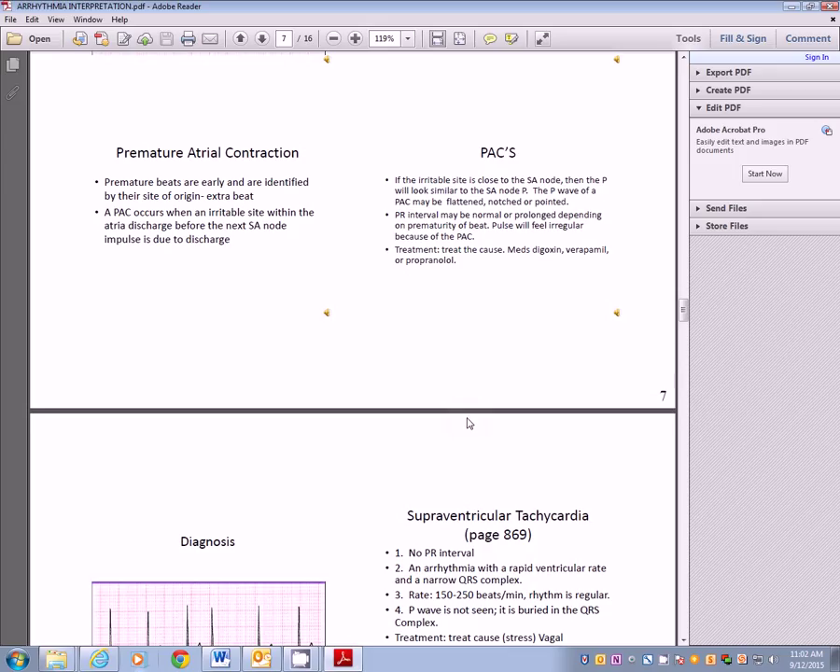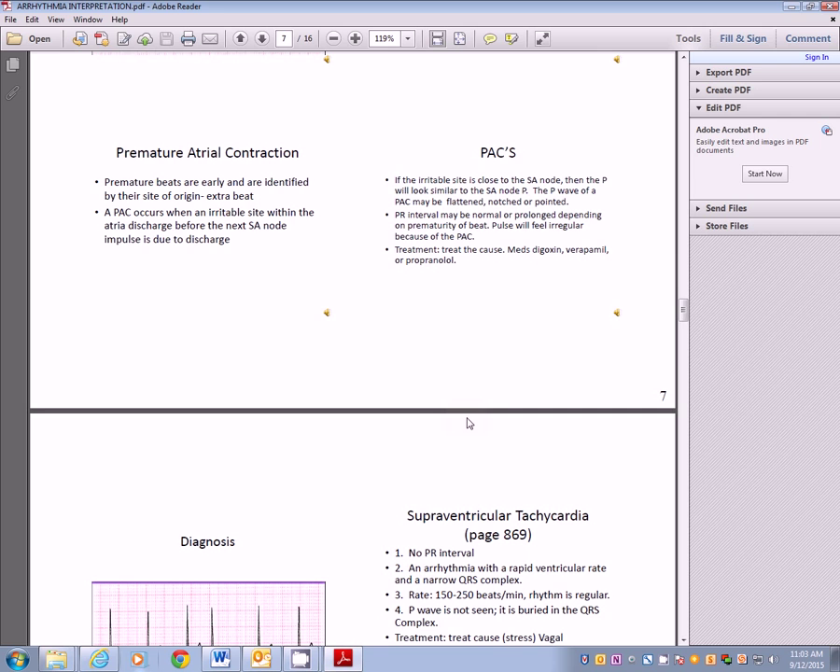If the irritable site is close to the SA node, then of course a P wave is going to look similar to the SA node P. The P wave of the PAC can be flattened, it can be notched, it can be pointed. The PR interval may be normal or prolonged depending upon the prematurity of the beat. The pulse, when you feel it, is going to feel irregular because of that extra beat that you're getting. As far as treatment with these PACs, usually treat the cause. They may get medicines such as digoxin, verapamil, or propranolol.